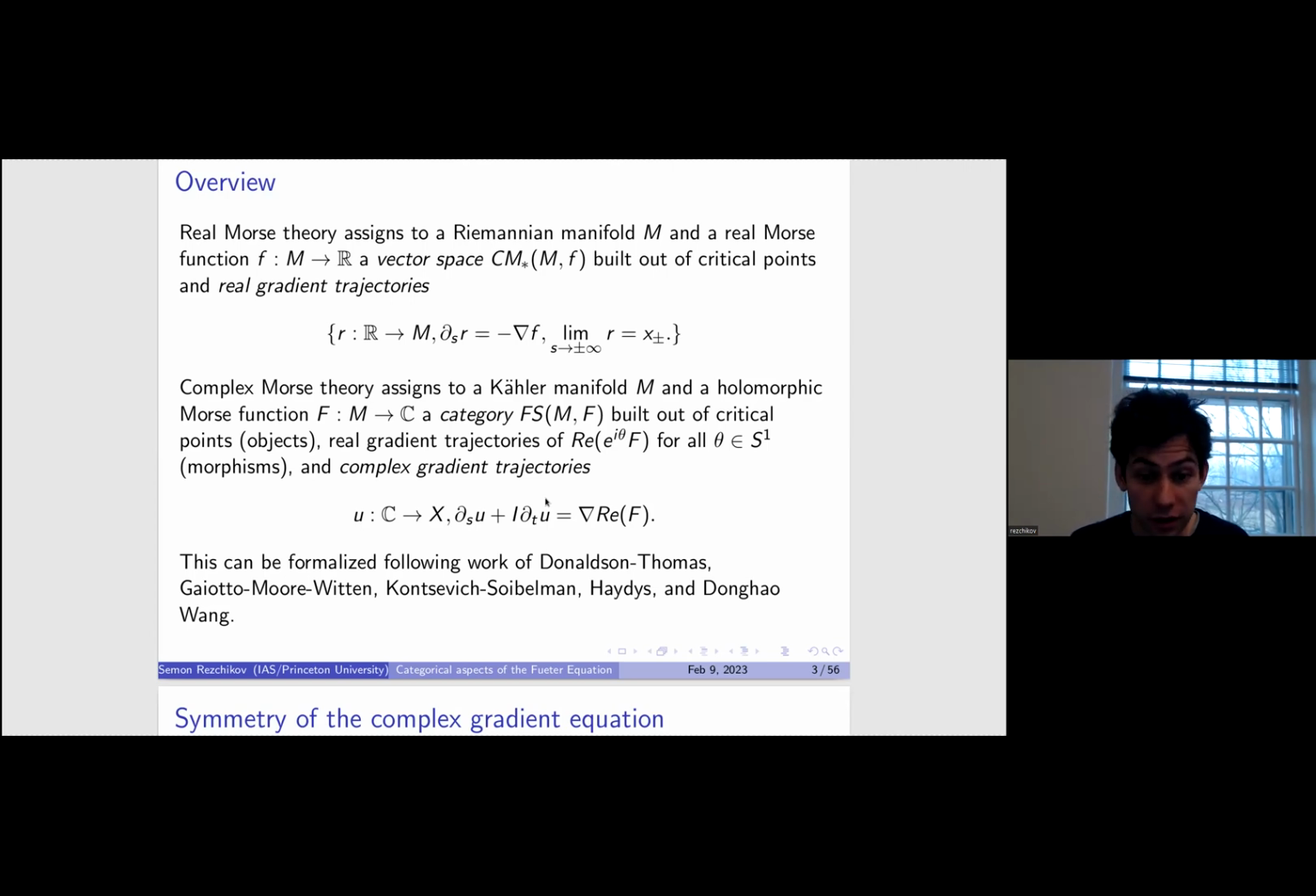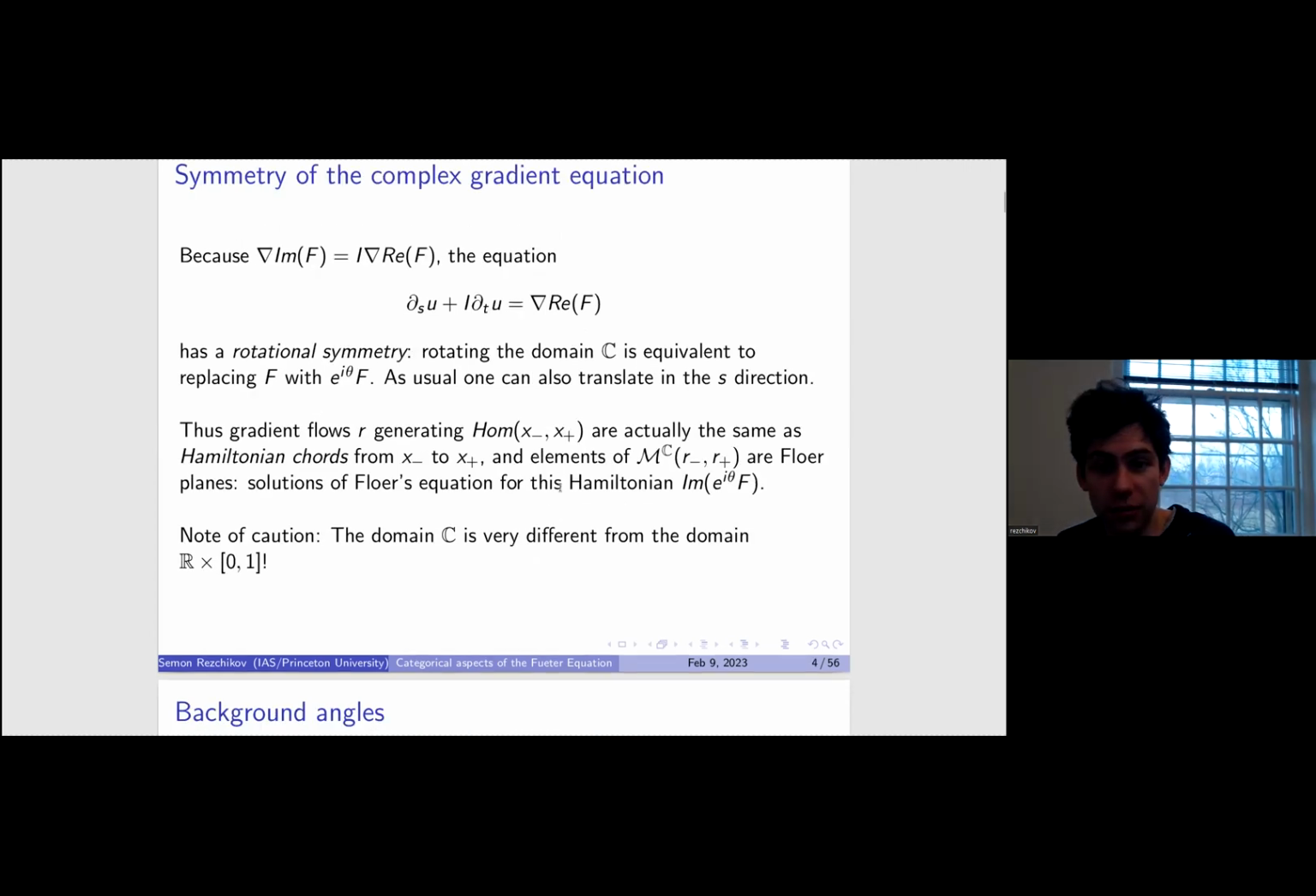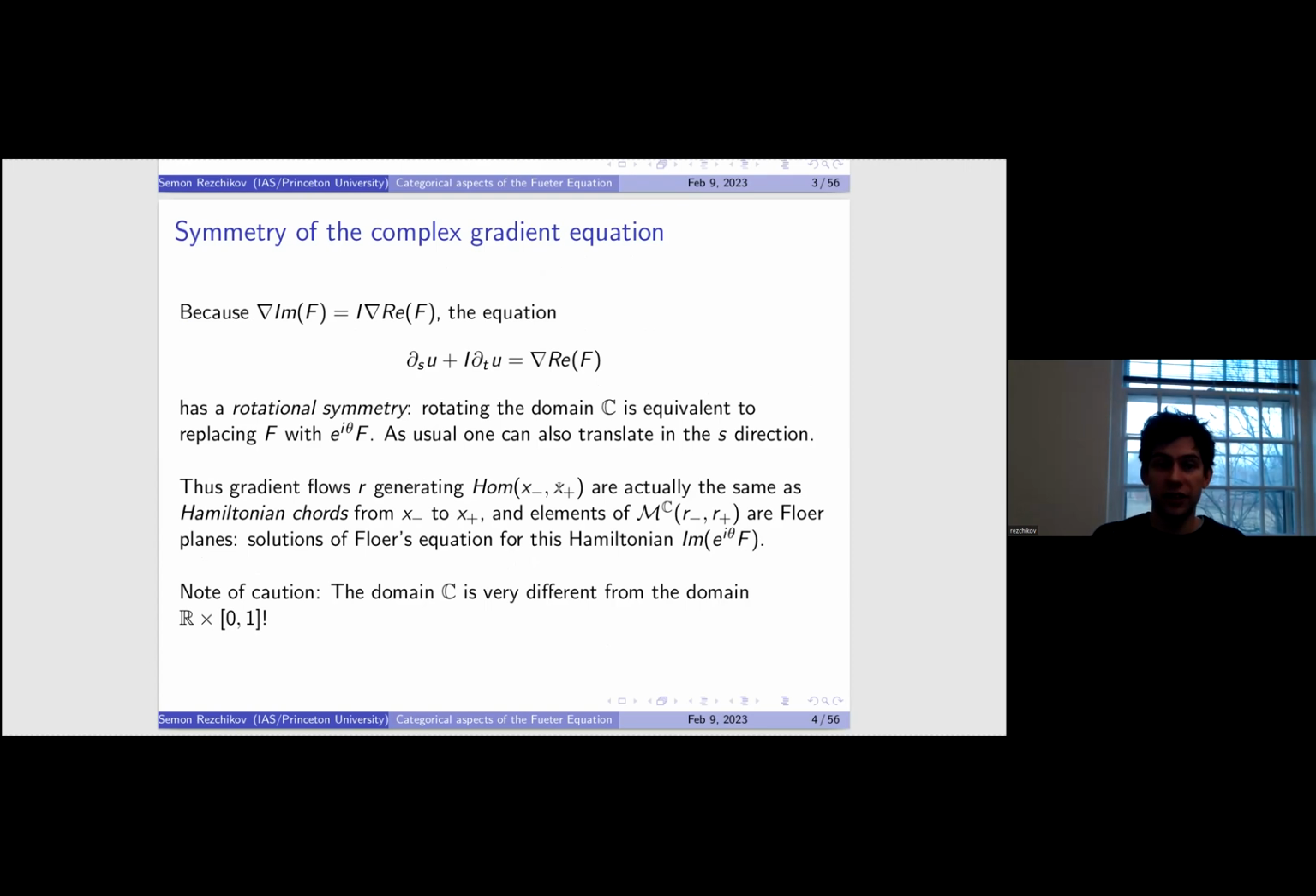Okay. So the basic thing one should notice about this complex gradient equation is that it has a symmetry. The gradient of the imaginary part of a holomorphic function is i times the gradient of the real part. That's just the Cauchy-Riemann equation. One thing that means is that if you rotate the domain, the set of solutions to this equation with a rotated domain is the same as the set of solutions to this equation where you multiply f by e to the i theta. And of course, you can also translate in the s direction. So this is an equation with rotational and translational symmetry, with a C-star action. And that's important for the analysis.